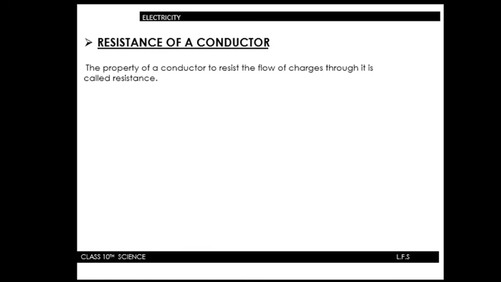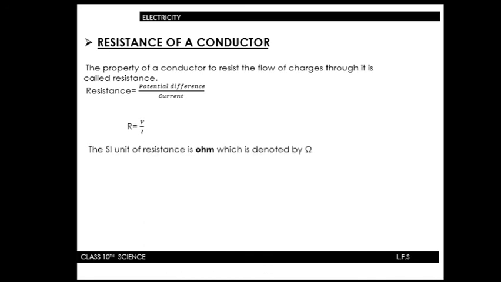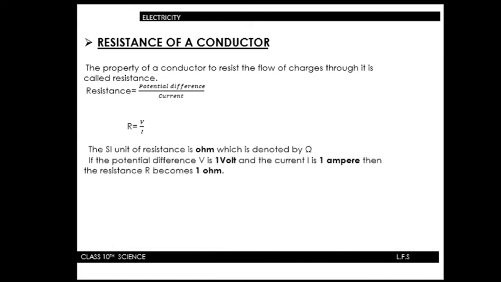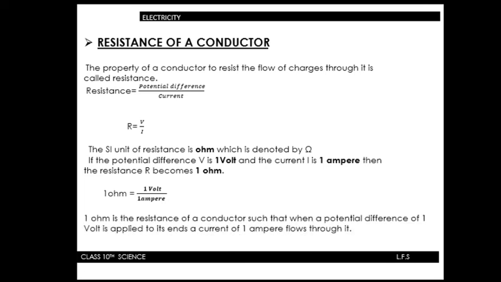So what is resistance? Resistance means to oppose. What is resistance of a conductor? Resistance means to oppose or to resist the flow of charges through the conductor. So resistance is equal to potential difference upon current. R equals V upon I. The SI unit of resistance is ohm, which is denoted by the sign omega. Clear? If the potential difference V is 1 volt and the current is 1 ampere, then the resistance is said to be 1 ohm. 1 ohm equals 1 volt upon 1 ampere.